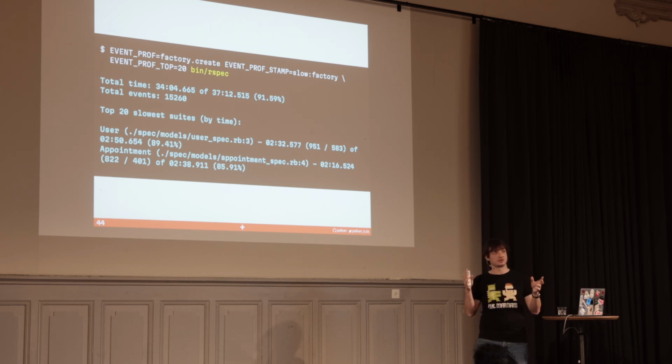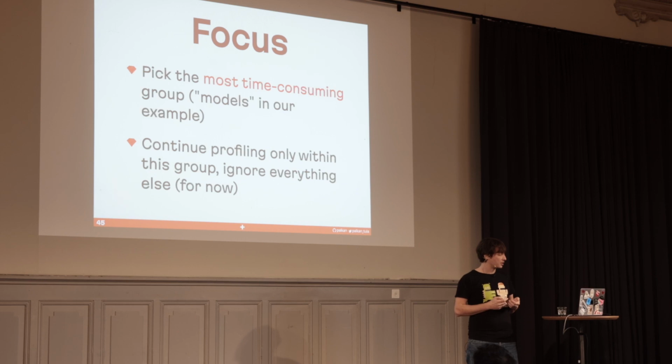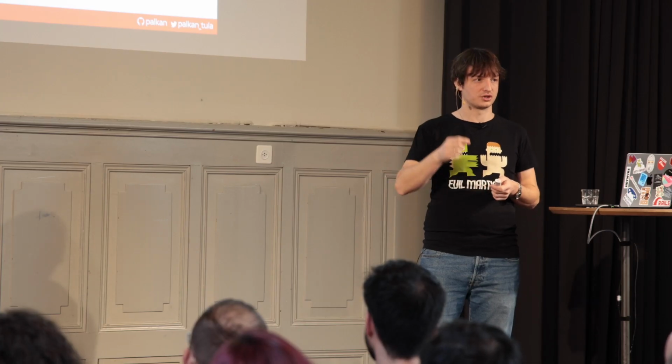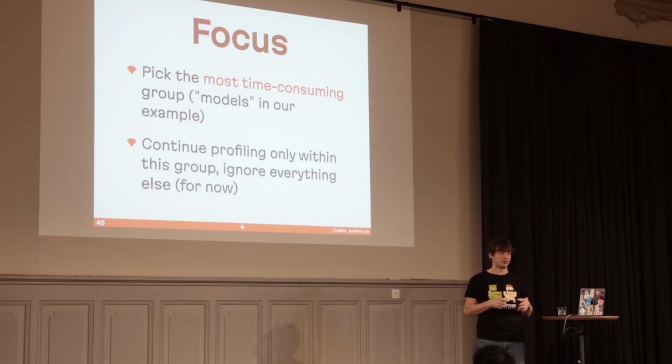Say we want to pick the top 20 slowest test files from the suite to continue working with them. 20 is an approachable number. We actually can check them, doing some eye profiling, and find some probably obvious problems with the way we write tests. So EventProf comes with this stamping capability, so it can automatically add RSpec tags to your slowest groups. So later on, you don't need to keep the list of these slow files. You just use tag filtering in RSpec, and you continue profiling with this group.